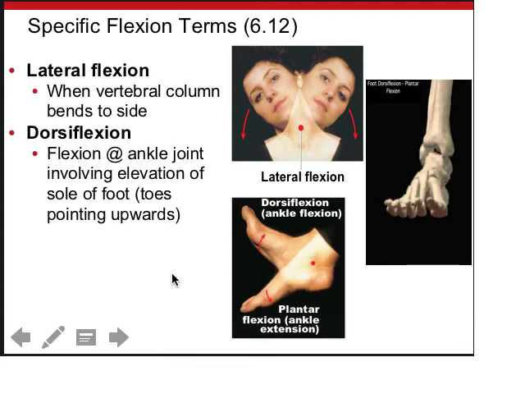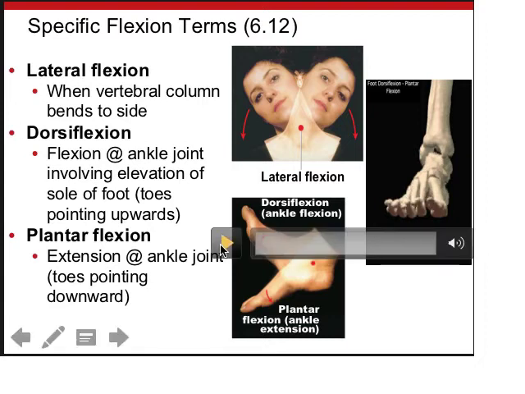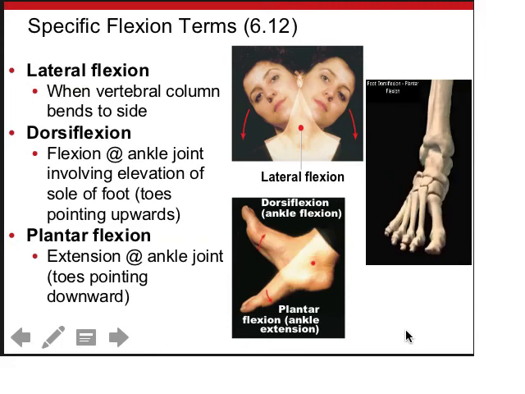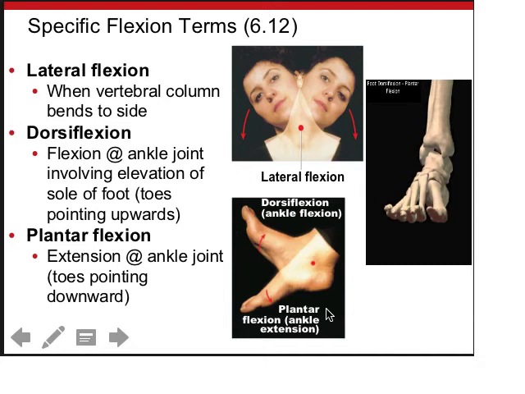Dorsiflexion is where the top of the foot is lifted. So this is flexion at the ankle joint, involving the elevation of the sole of the foot with the toes pointing upwards and the heel on the ground. While plantar flexion is extension of the ankle joint with the toes pointing downward. So here's an example of these movements. That first movement that you'll see is dorsiflexion, then extension, which is also plantar flexion.